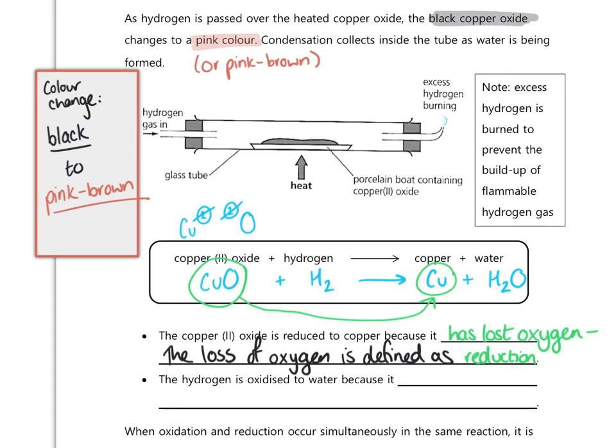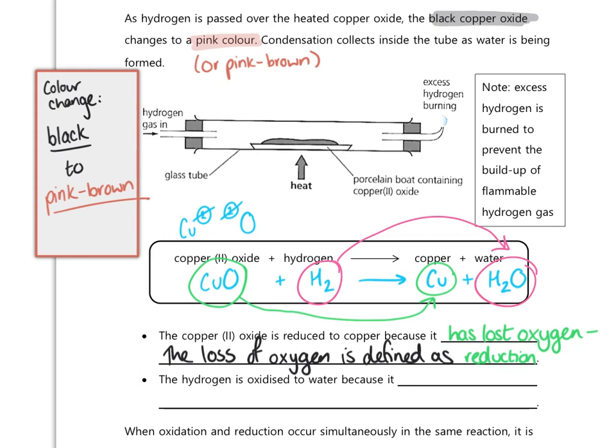So as copper oxide loses the oxygen, what does the hydrogen do? The hydrogen actually picks up the oxygen that is lost by the copper oxide. It steals the oxygen from the copper oxide, and that's because it's actually more reactive than copper. So this is a displacement reaction as such.